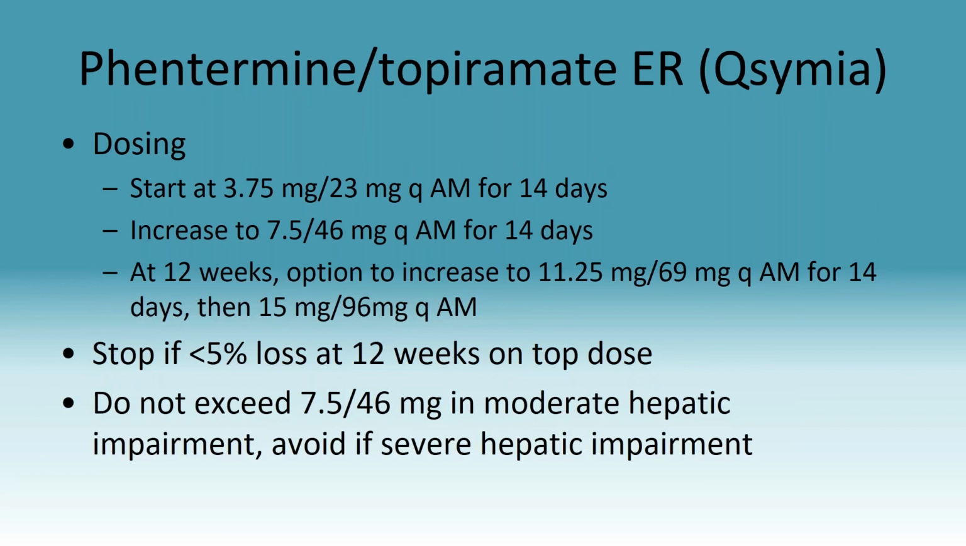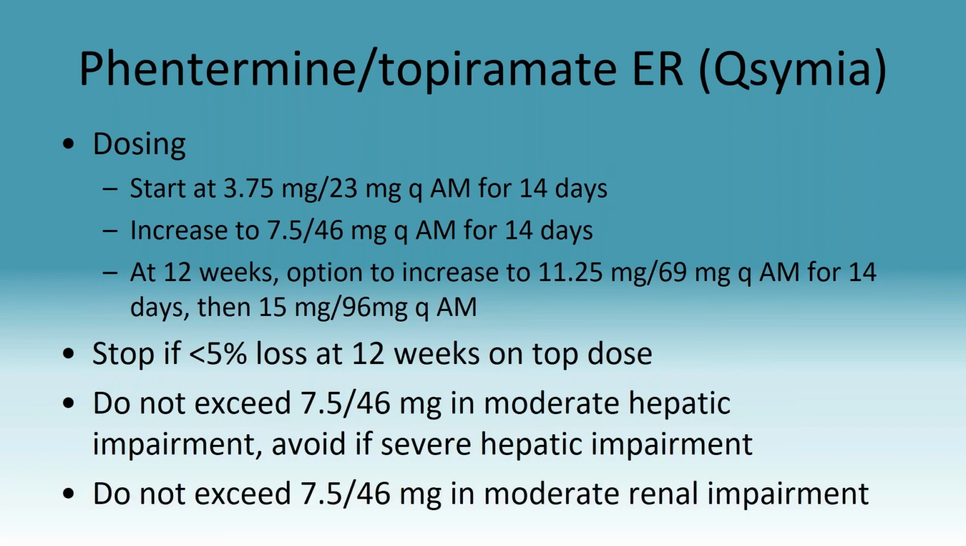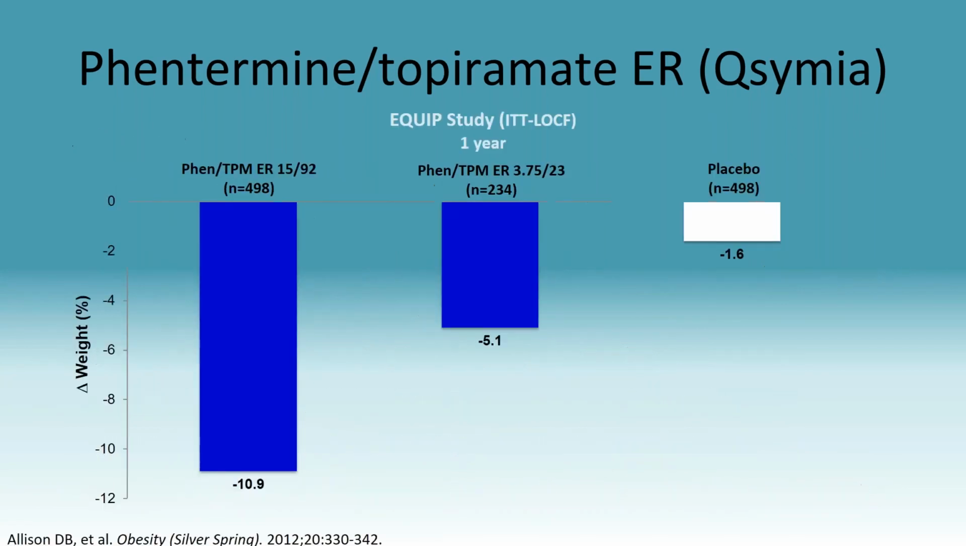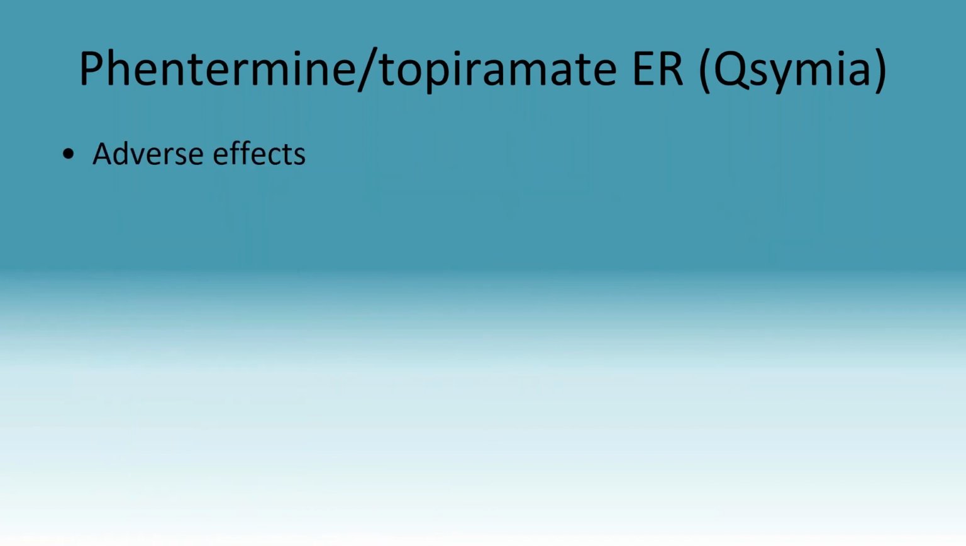Should not be used at all in patients with severe hepatic impairment. And similarly, dosing should be reduced if there's moderate or worse renal impairment. There's a dose-dependent effect in this trial, which showed greater efficacy than placebo at a low dose at 1 year and much greater efficacy at the high dose at 1 year, reaching nearly 11% weight loss, and that is the strongest weight loss we see in these medications in randomized trials.